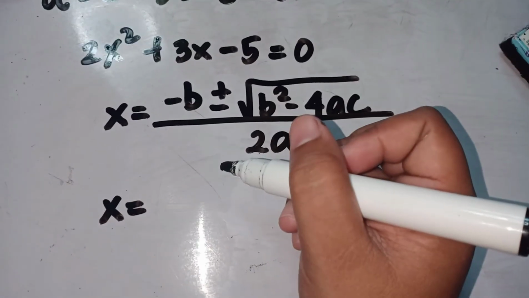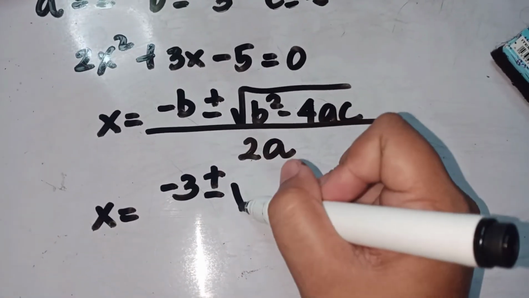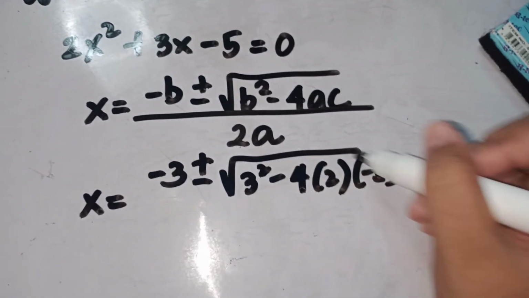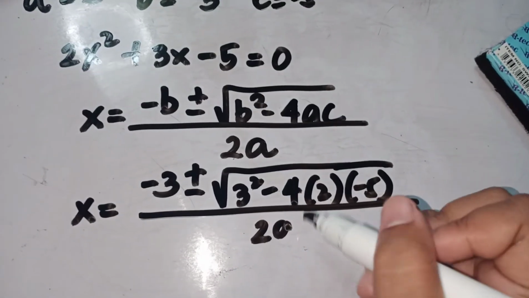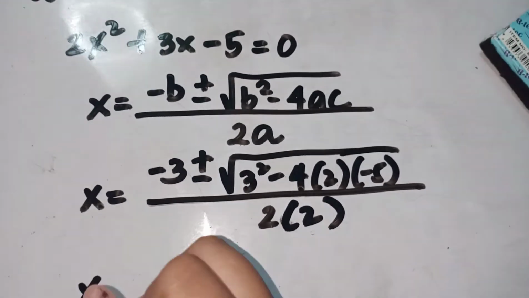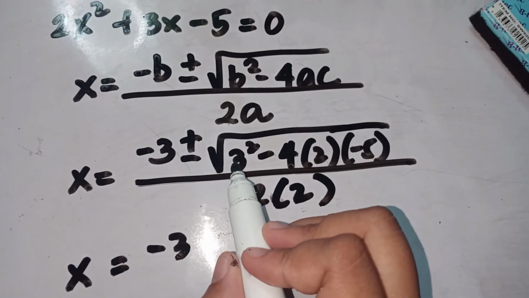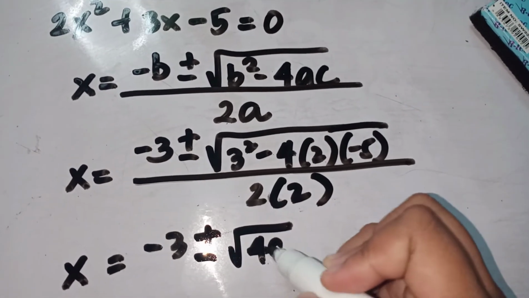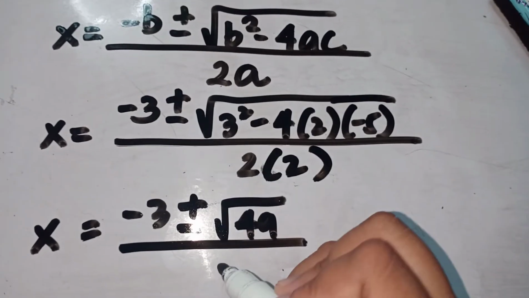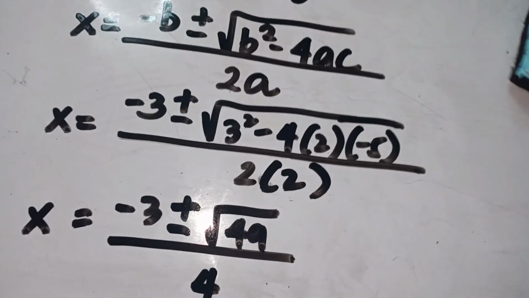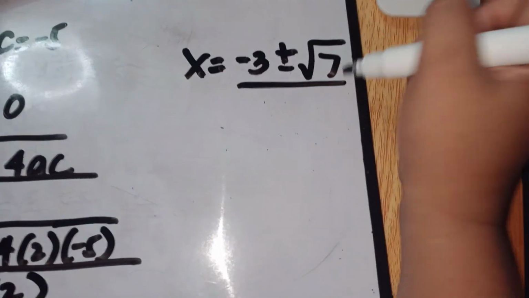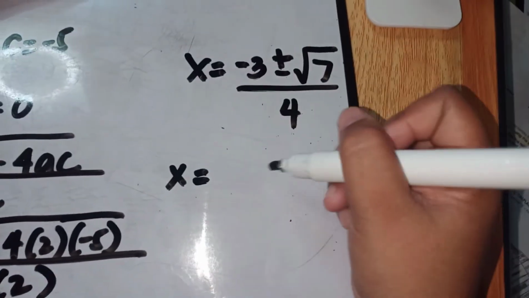So, x is equal to, our b is 3, so that is negative 3, plus or minus the square root of b squared, our b is 3 squared, minus 4 times 2 times negative 5, all over 2a. Our a is also 2, so that is 2. So x now is equal to negative 3, plus or minus the square root of 49, since we already computed our discriminant, and then 2 times 2 is 4. To simplify this, x is equal to negative 3 plus or minus the square root of 49, which is 7, all over 4.